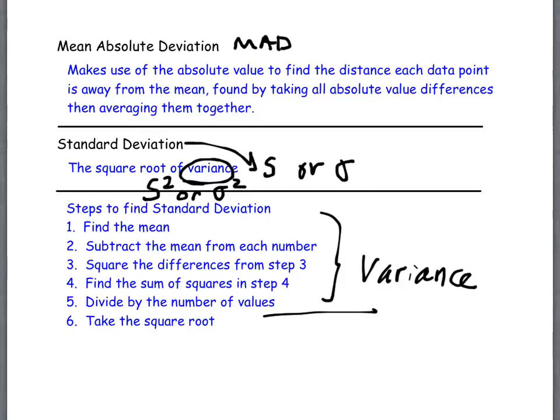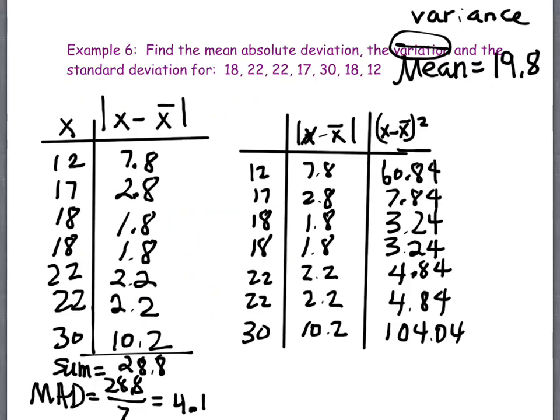Step 4 says we're going to find the sum. So now's the step where we find the sum this time. My sum is the sum of all these. So we're going to add up all of these squared values to find the sum.